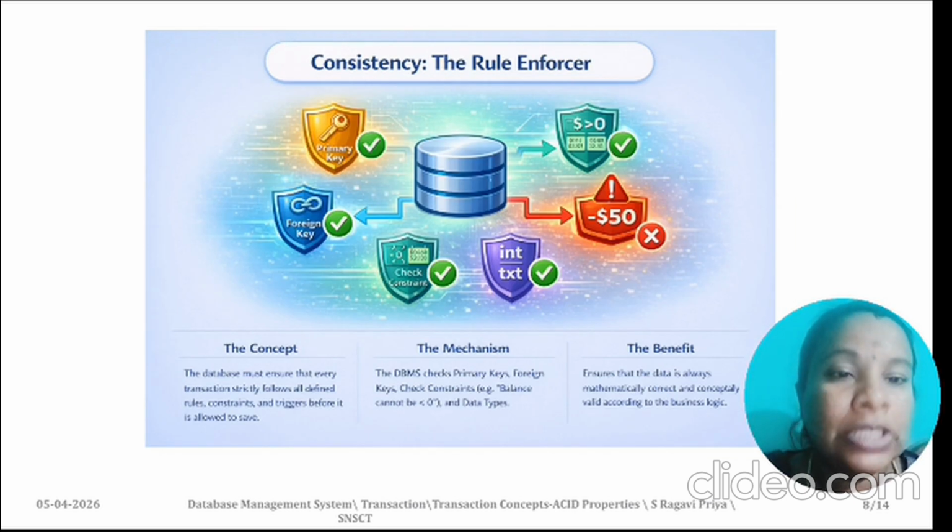Consistency, the rule enforcer. The concept: the database must ensure that every transaction strictly follows all defined rules, constraints and triggers before it is allowed to save. The mechanism: the DBMS checks primary keys, foreign keys, check constraints, for example balance cannot be less than 0, and data types. The benefit: it ensures that the data is always mathematically correct and conceptually valid according to the business logic.